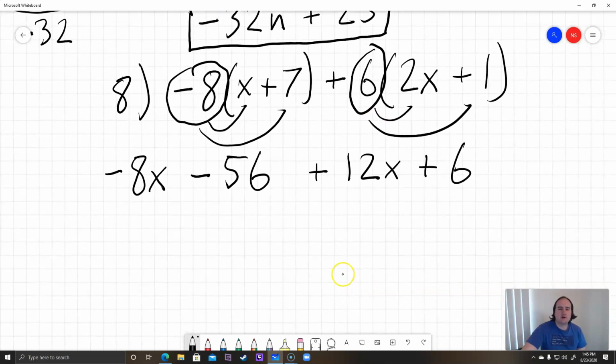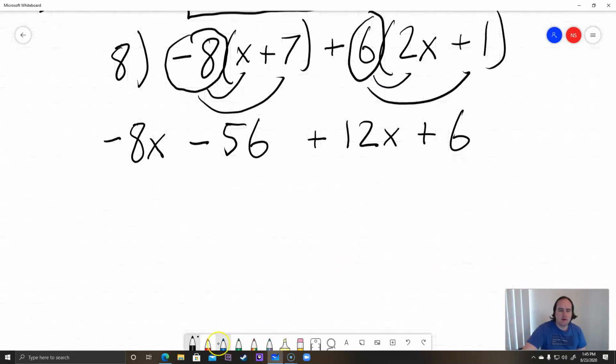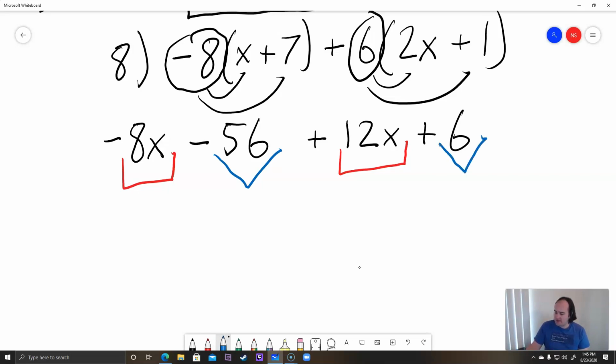So what are the like terms in this problem? Well, we have the terms involving x. So we have the negative 8x and the positive 12x. Those are like terms because they have exactly the same variables. And then the other like terms are the terms that don't have variables. So we have the negative 56 and the positive 6. Those are also considered like terms because they don't even have variables. So we can combine those.